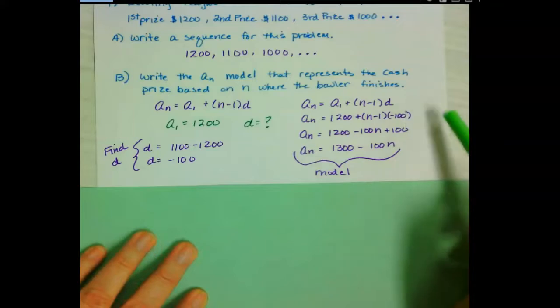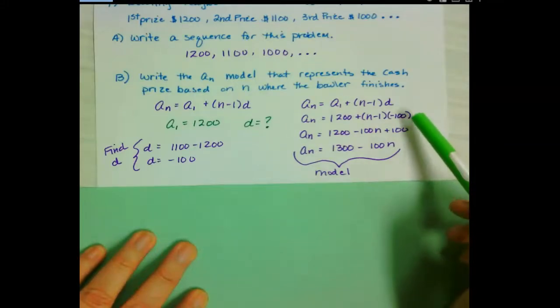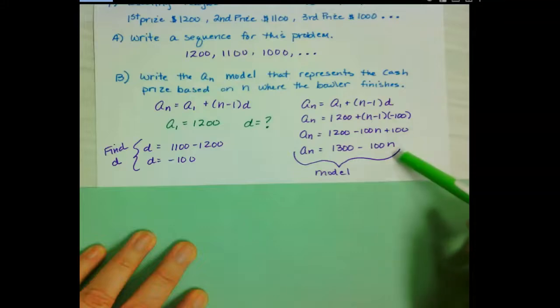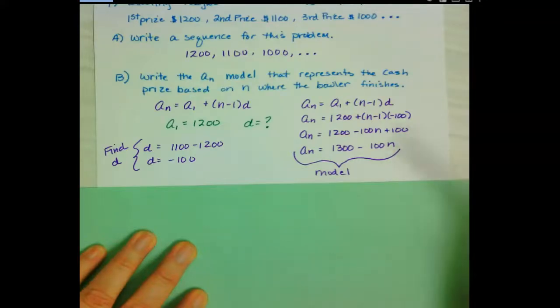Then we go to our model. We plug in what we know. We distribute that negative 100 through so we can collect our like terms right here, and we now get a model of a sub n equals 1,300 minus 100n.